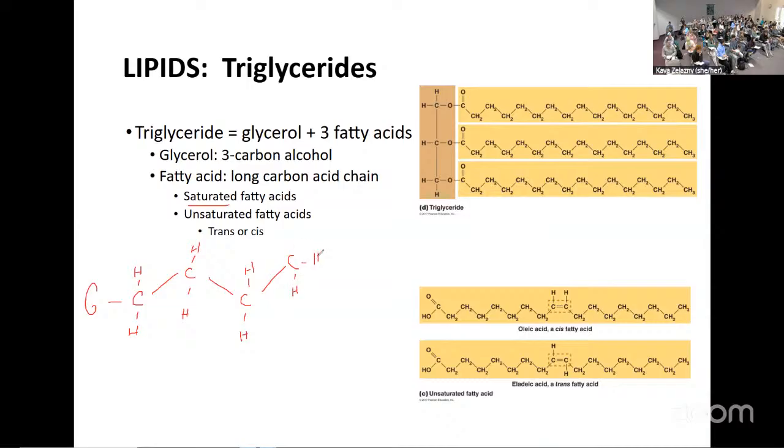So that's what we mean by saturated. A saturated fatty acid is full of single bonds, saturated with hydrogen. Okay.